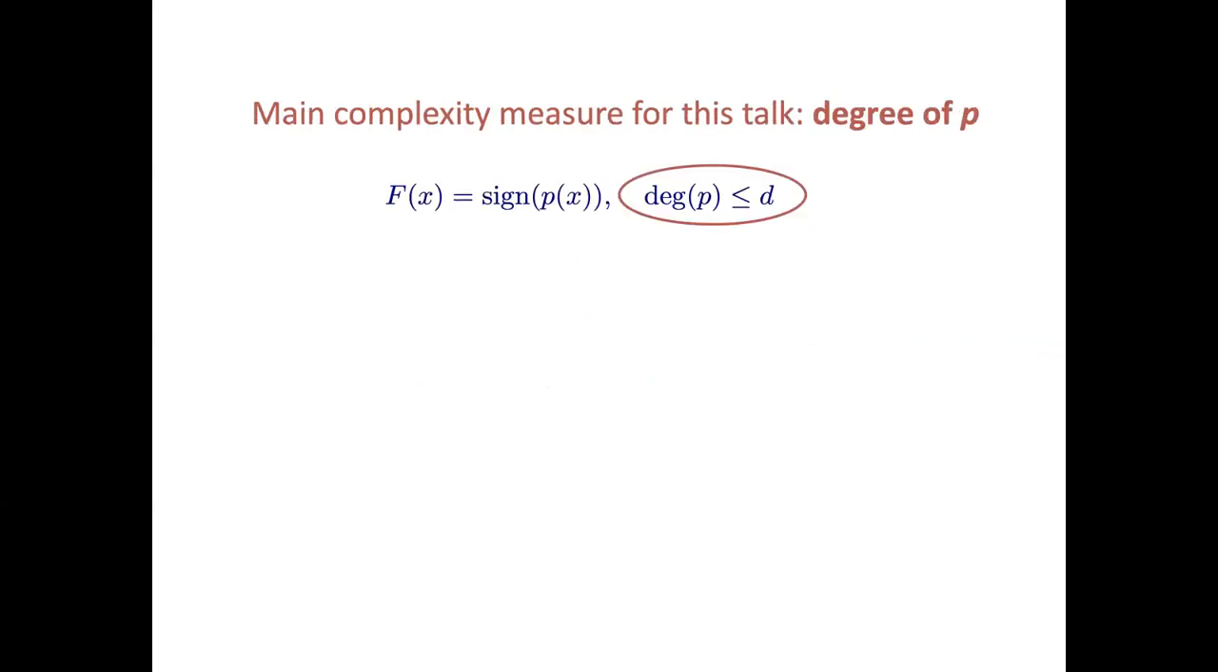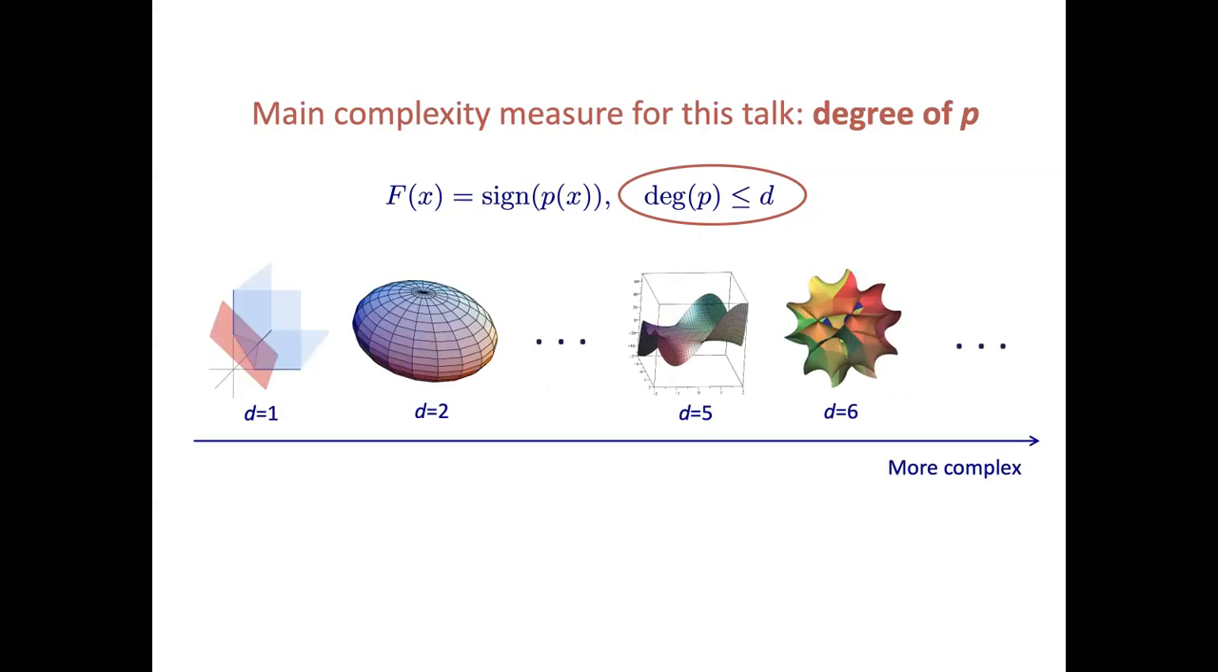There are many ways to measure the complexity of a PTF, and in this talk, we'll focus on just one of them, a natural one, the degree of the polynomial p, which we'll denote as d throughout this talk. On the left here, we see the d equals 1 case, which captures exactly the class of all half spaces. With d equals 2, we include objects like ellipsoids. And here, we already see that with d equals 5 and 6, we're dealing with some pretty complicated looking polynomials.